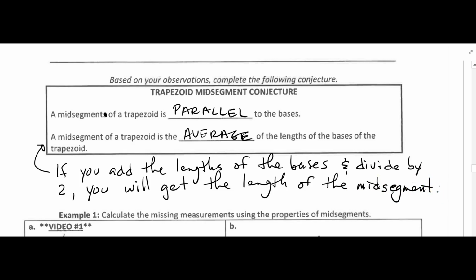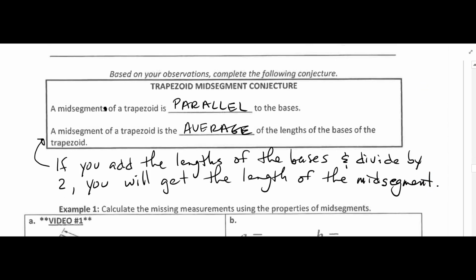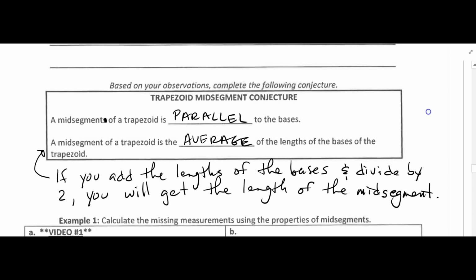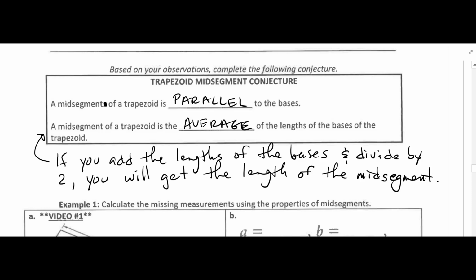All right, so similar but a little bit different than the midsegment of a triangle. The midsegment of a triangle is exactly half of one of the sides of the triangle. The midsegment of a trapezoid is going to be the average length of the two bases. So again, you're going to be using that fact to help you solve some problems.